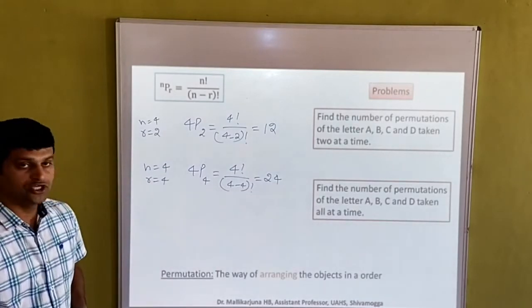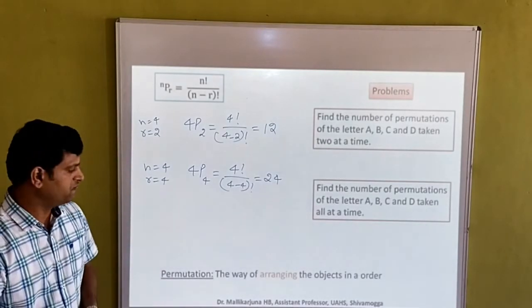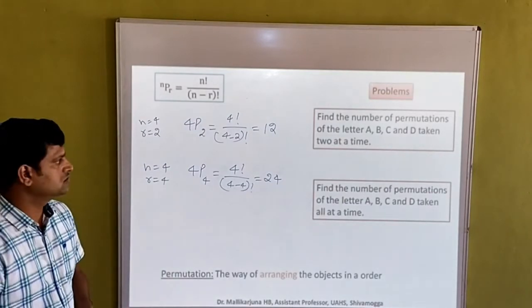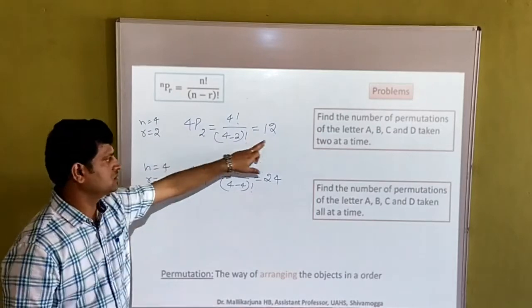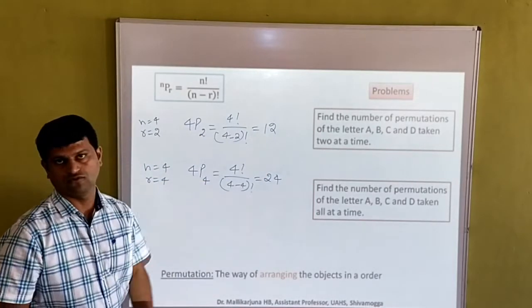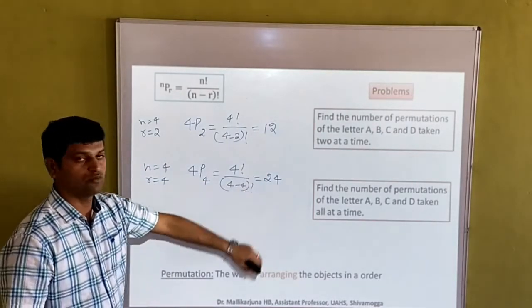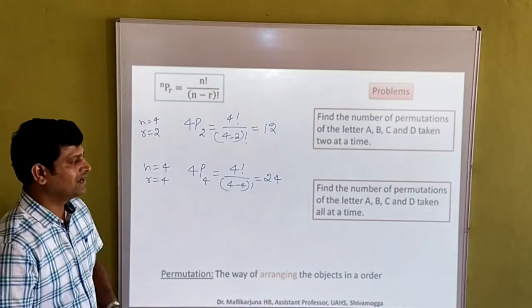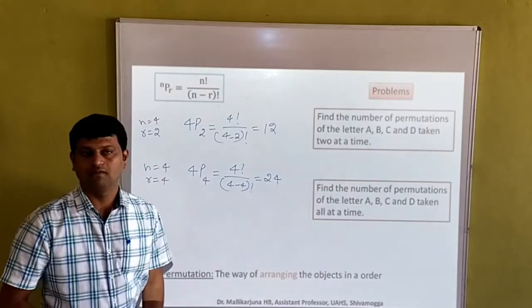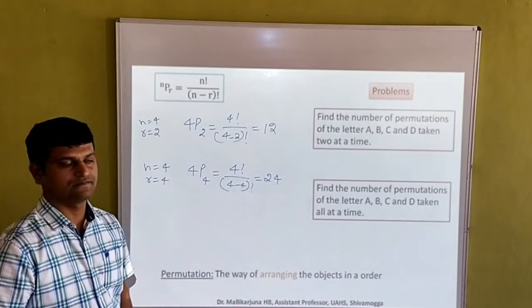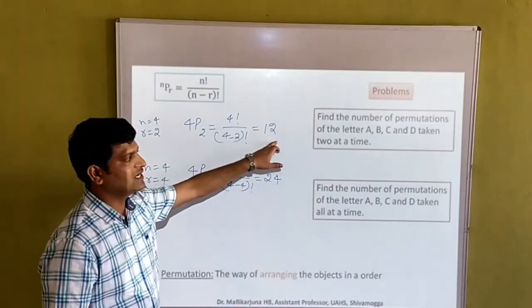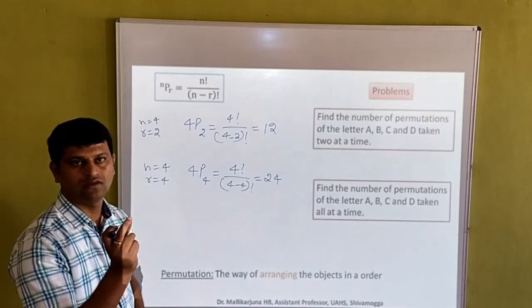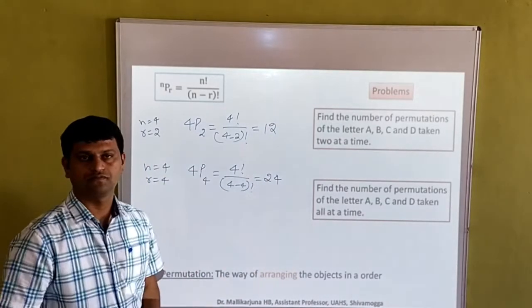Hence, permutation means the way of arranging the objects in order. So these are the permutations. 4P2 is 12, 4P4 is 24. In 24 ways, we can arrange the letters A, B, C and D. In 12 ways, we can arrange two letters.